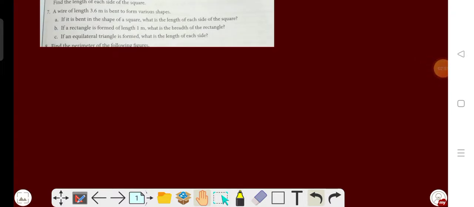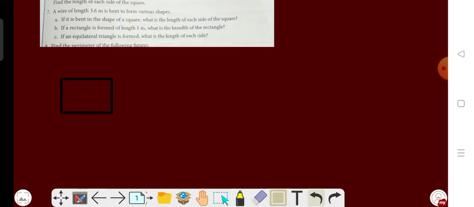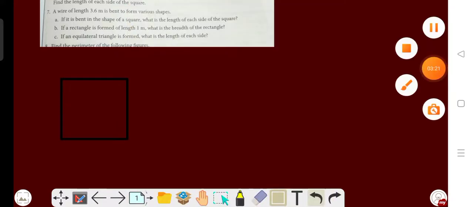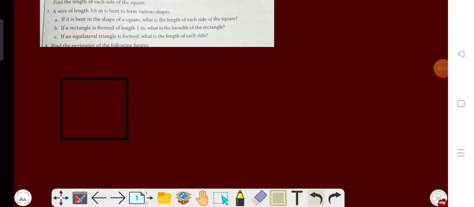In the 7th question, a wire of length 3.6 meter is bent to form various shapes. Firstly, the wire is shaped into a square. Suppose firstly the wire will be shaped into a square like this, and then the wire is shaped like a rectangle like this, and at the last the wire is converted into a triangle like this.